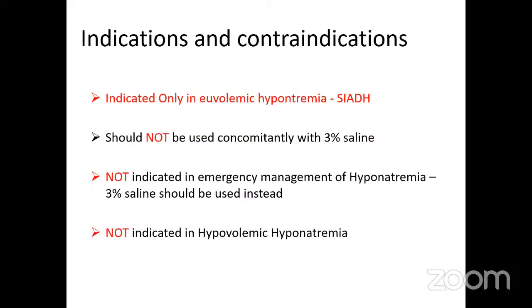So what are the indications and contraindications of vaptans? It is indicated only in euvolemic hyponatremia. It should not be used in hypovolemic or hypervolemic hyponatremia. It should not be used concomitantly with 3% saline. In a patient who is admitted in CCU, if the patient has got a sodium of 115, don't give 3% saline along with that, don't combine vaptan. It is not indicated in the emergency management of hyponatremia. Only 3% saline will come to your rescue in the aggressive correction. Never use vaptan in hypovolemic hyponatremia.